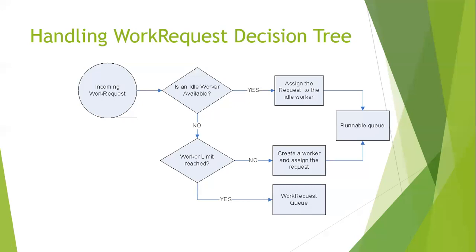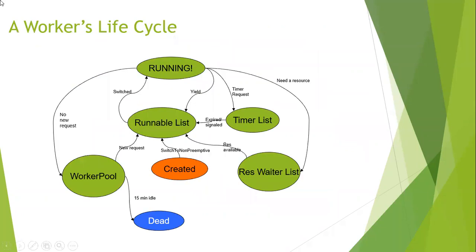If threads are not available in the worker pool, or a worker is not available in the worker pool to create, so there are no workers available, then we call this worker pool reached, and it will be placed in the queue. And once this worker is created, then again it will go to the runnable queue to execute, right? This is the complete life cycle.